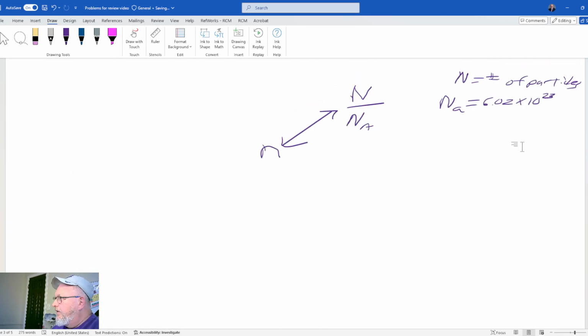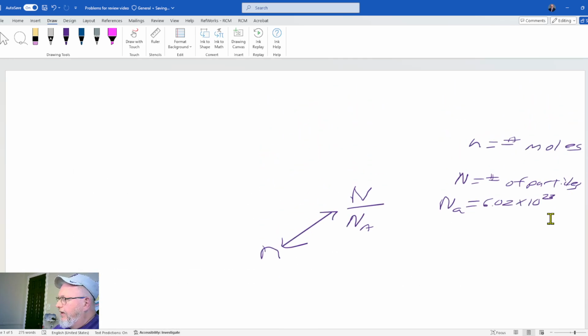Hang on. All right. So anyway, I would divide that by 6.02 times 10 to the 23rd, which means I'd have that many moles, 2 moles. All right. So let's say we're doing molar mass, right? So I've got a little arrow here, and another little arrow here.